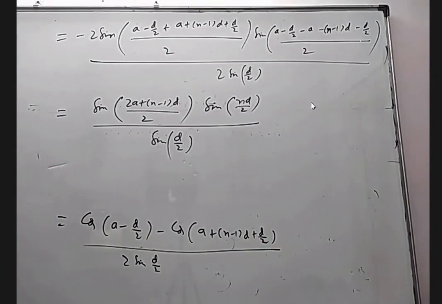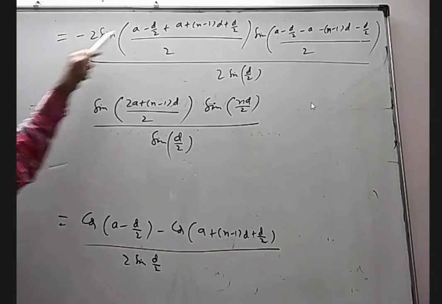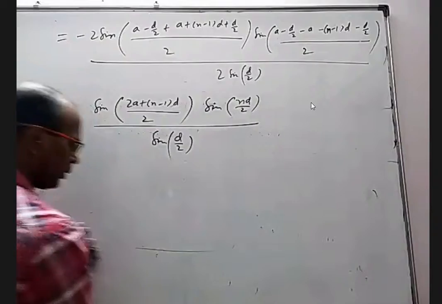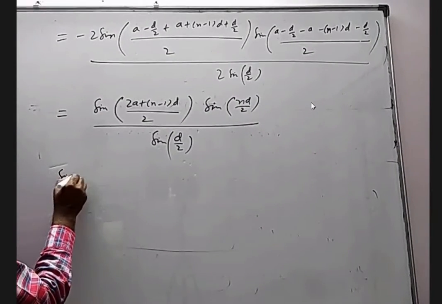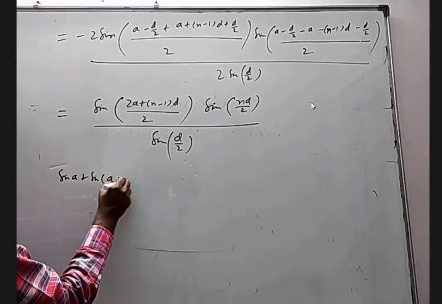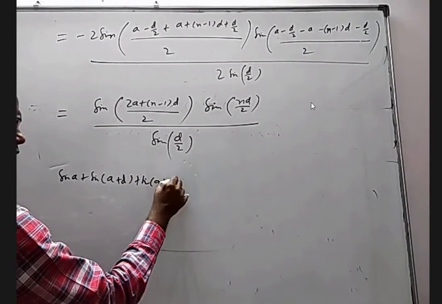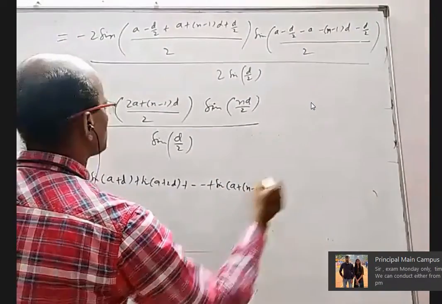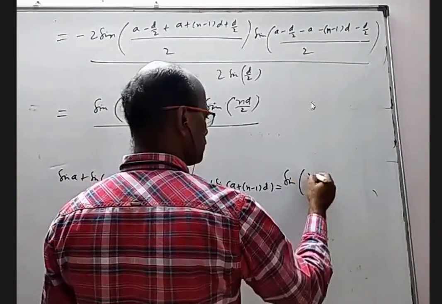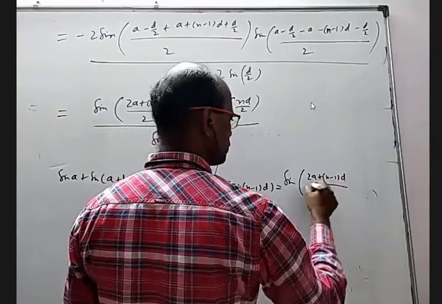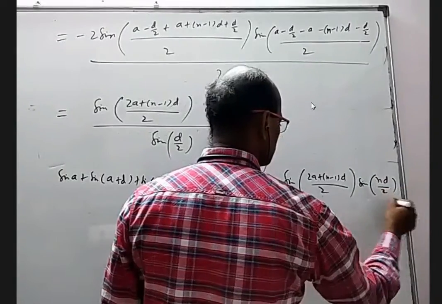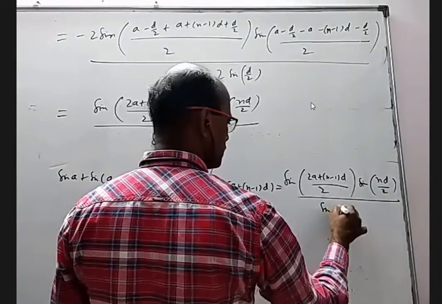Sir, there minus will be there, no, sir? There is a minus here. Yes, that minus and that minus. Okay, so this is the final formula. So if I want to state the formula, you can write sin A plus sin(A + D) plus sin(A + 2D), and so on, sin(A + (n-1)D) is sin of (2A + (n-1)D) by 2, times sin nD by 2, by sin D by 2.